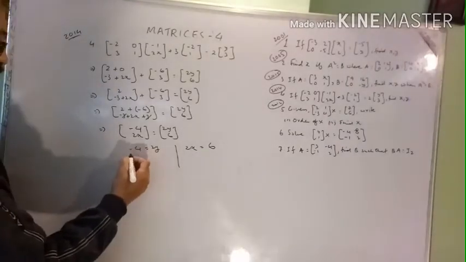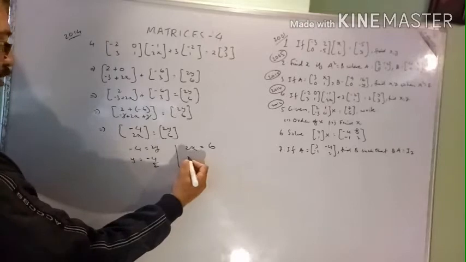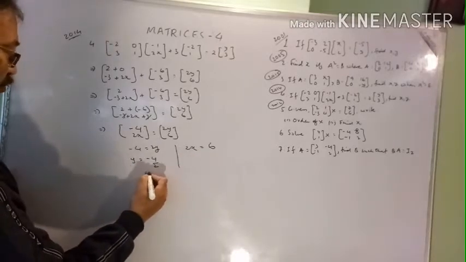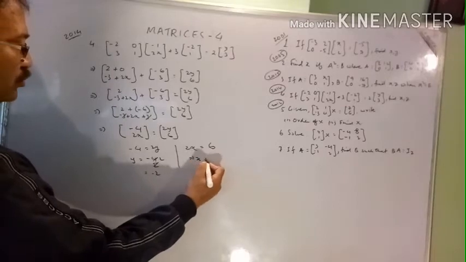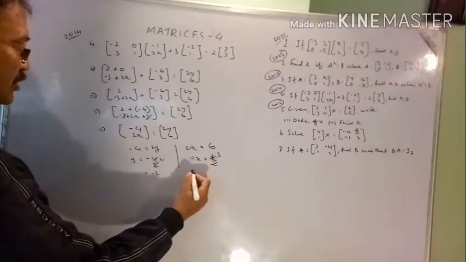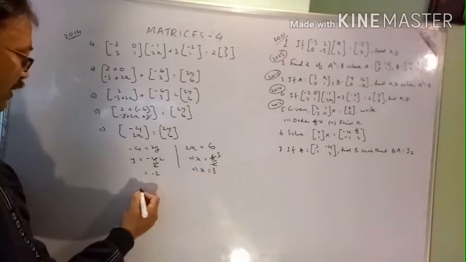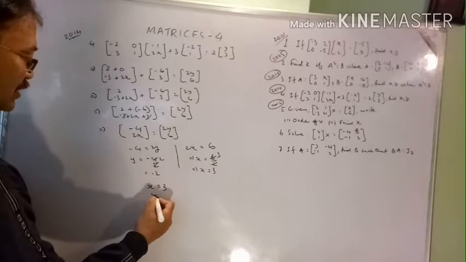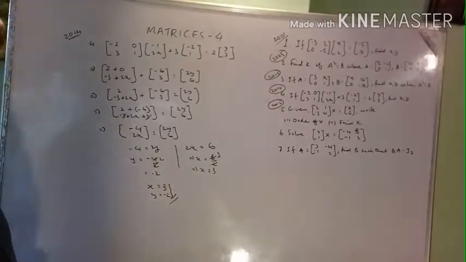So this will give you y equal to minus 4 by 2, because 2 will come down here, and that will give you minus 2. Here x equal to 6 by 2, which is 3. So this implies x equal to 3. Therefore finally you get x equal to 3, y equal to minus 2. These are the answers. Okay.